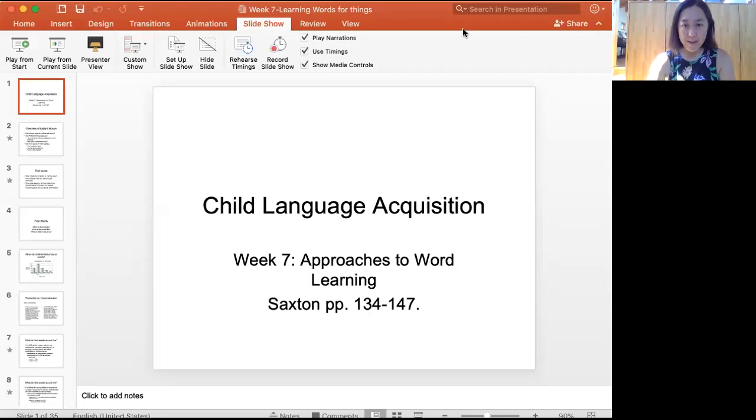Today I'm going to discuss again the first words that children utter, and what kind of characteristics there are for English-speaking children's first words. I'm sharing the slides, and these slides come from the textbook, pages 134 and 147.